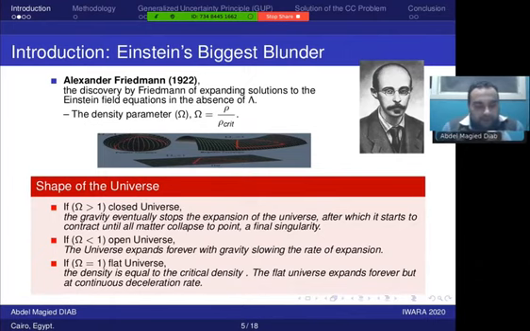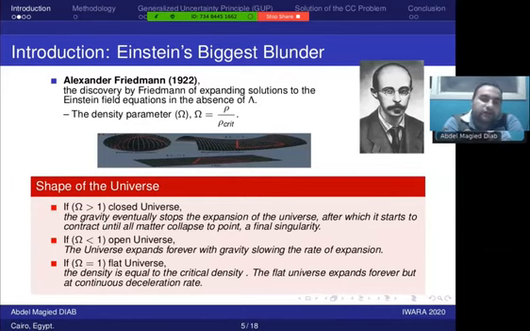In this case, the density of the universe is greater than the critical density of the universe. Gravity stops the expansion of the universe, after which it starts to contract, and all matter collapses to a point, the final singularity. In the second case, the density parameter is lower than 1, and the universe is an open universe. In this case, the universe expands forever, with gravity slowing the rate of expansion.